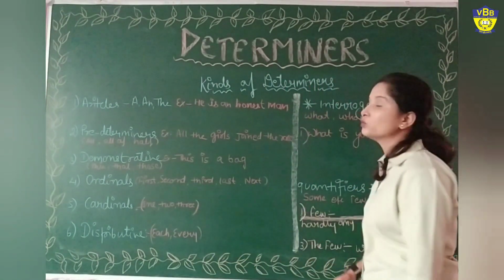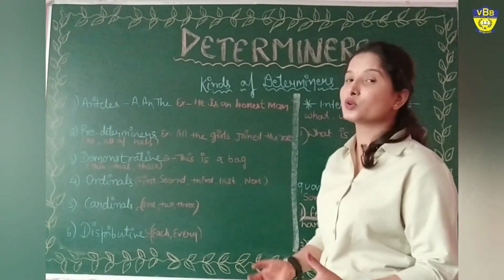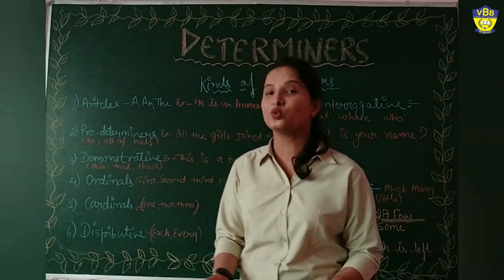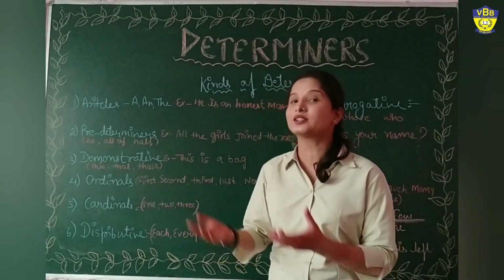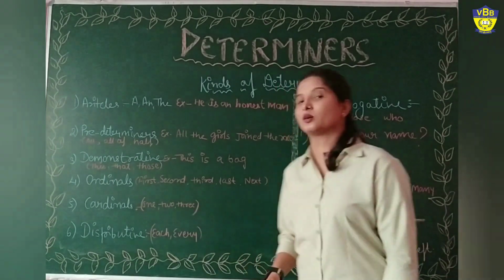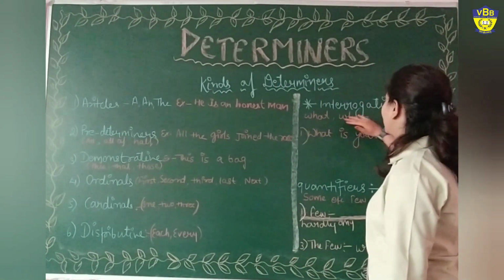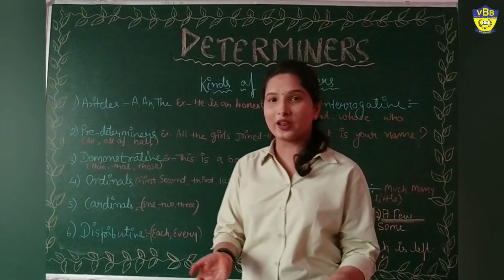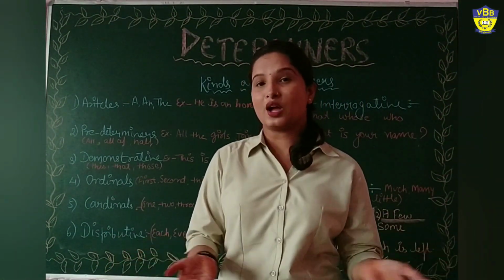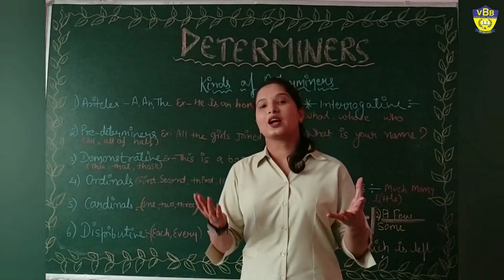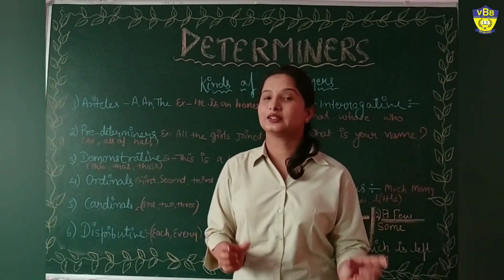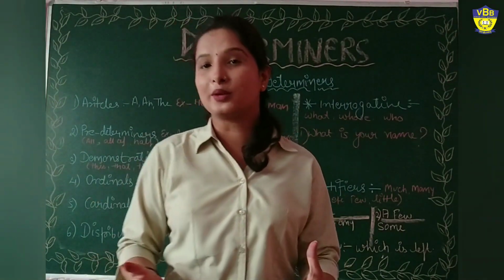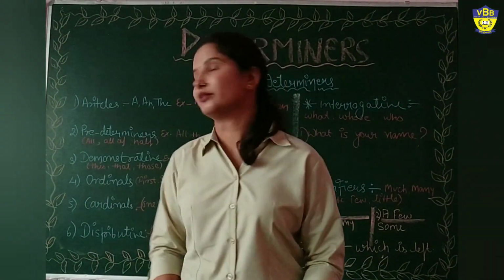Now let's talk about interrogative determiners. Interrogative words indicate questioning. Okay, so whenever you are asking a question, that is an interrogative determiner. For example, what, whose, who. And an example of this is: what is your name? What are you reading? Okay, so this word indicates that you are talking about a determiner which is interrogative.